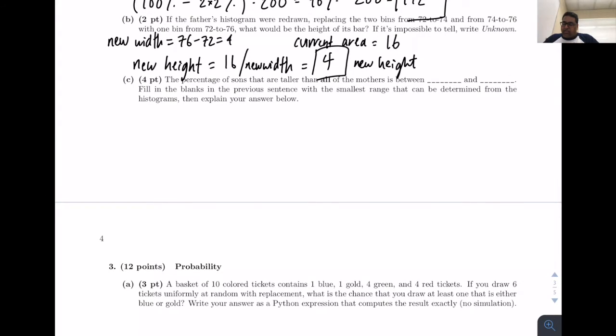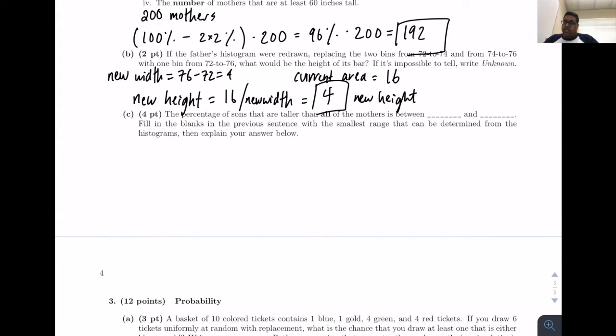And so now our last question with this histogram business is: the percentage of sons that are taller than all the mothers is between blank and blank. Fill in the blanks in the previous sentence with the smallest range that can be determined from the histograms, and then explain your answer below.